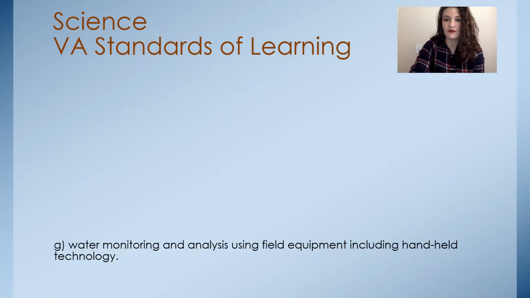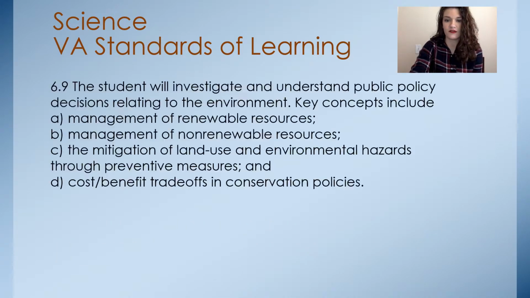So in science, we're going to be focusing on the living systems and earth resources. And both of these are going to be outlined in Virginia SOLs 6.7 and 6.9. In 6.7, the students are going to be focusing on investigating and understanding the natural processes and human interactions that can affect watershed systems.